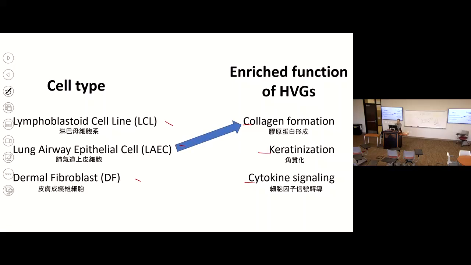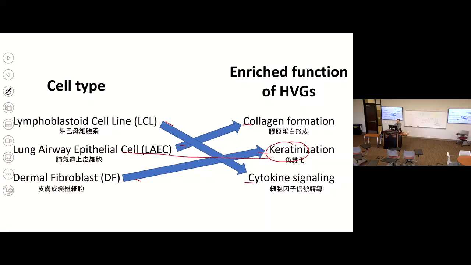You found epithelium cells with collagen formation. You found fibroblasts with keratinization. So you don't want to switch them. You don't want to have keratinization in the airway epithelium cell. That's not good for the cell. So there's very clear, cell type specific function enrichment in those highly variable genes, which were identified exclusively for them.